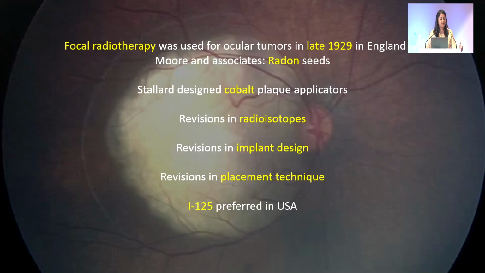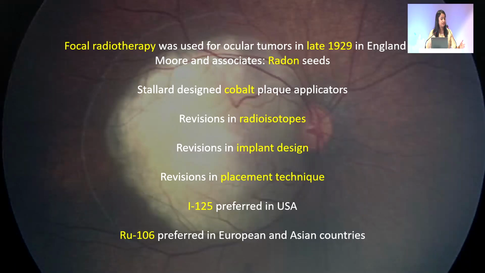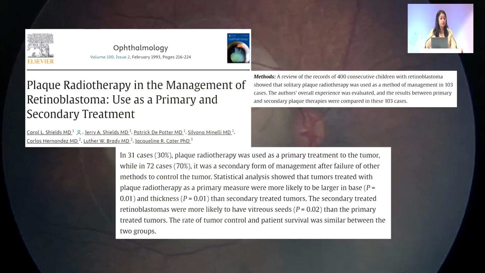the placement technique. And when we look at the current times, iodine is technically preferred in the US and other countries, and ruthenium is more preferred in European and Asian countries, and I'm sure that there are still centers which prefer iodine in India as well, but the majority of the centers would use ruthenium, and I think the panel would also agree.